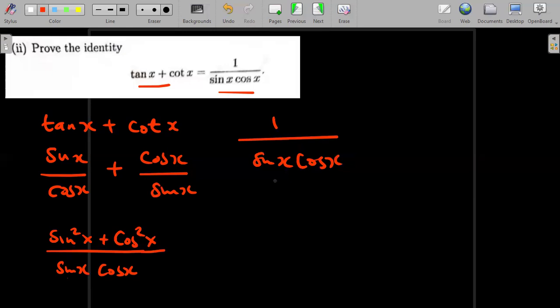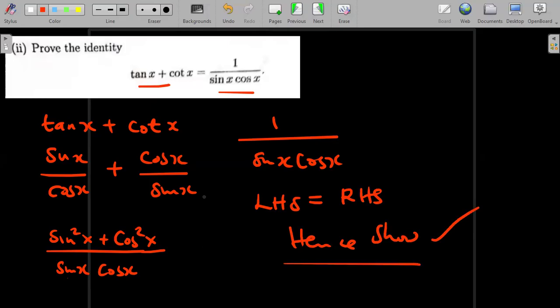So now, here I see that the left-hand side is equal to the right-hand side. So hence shown. So I have proved that identity. Okay, this is how you do this one.